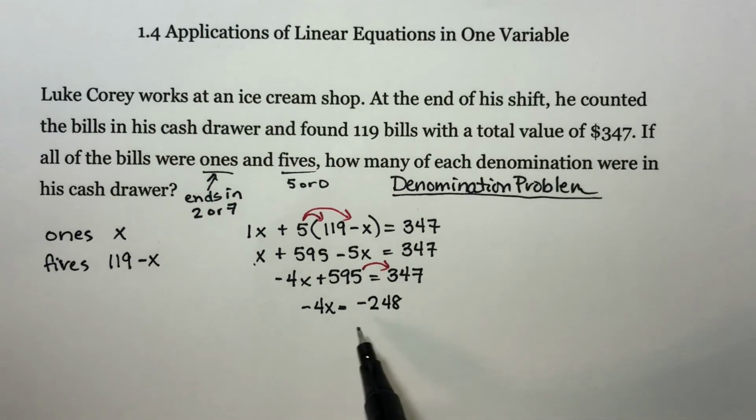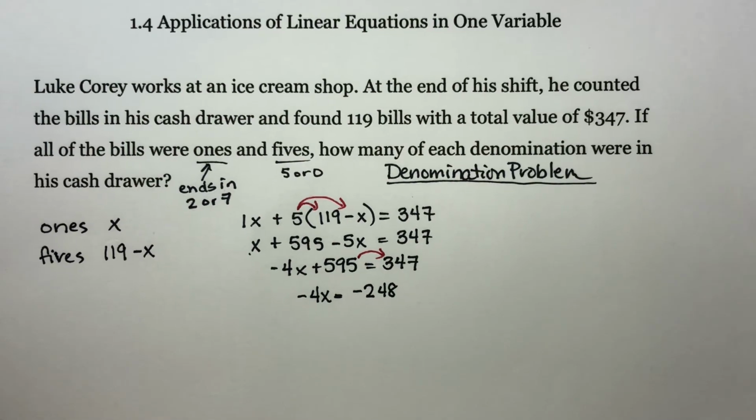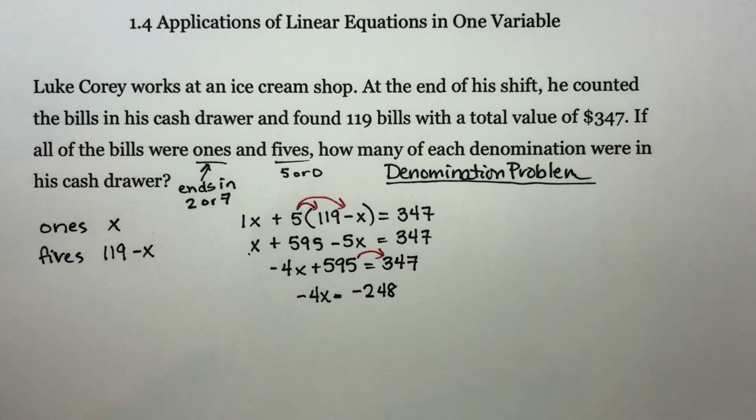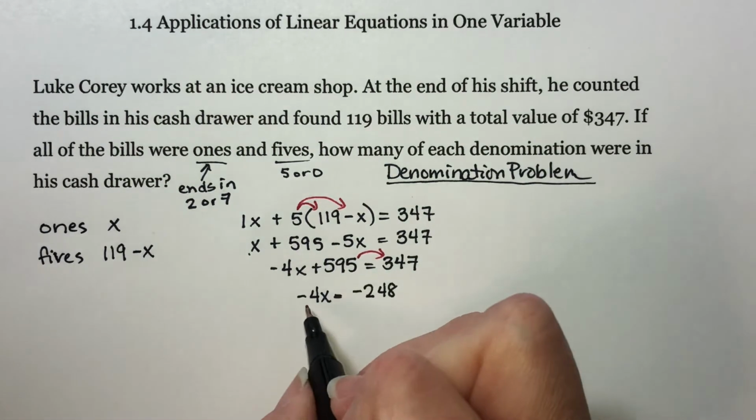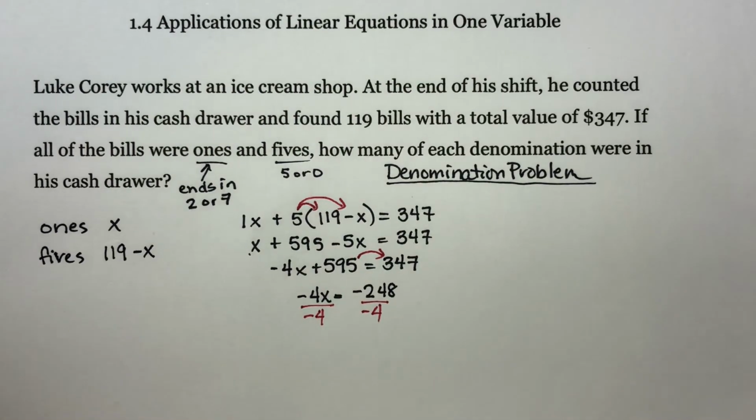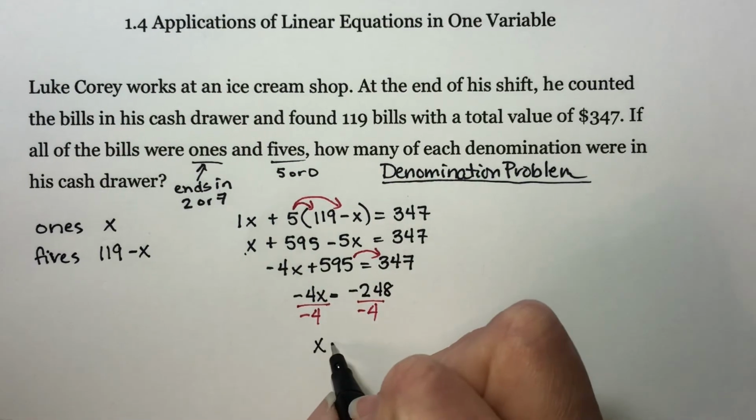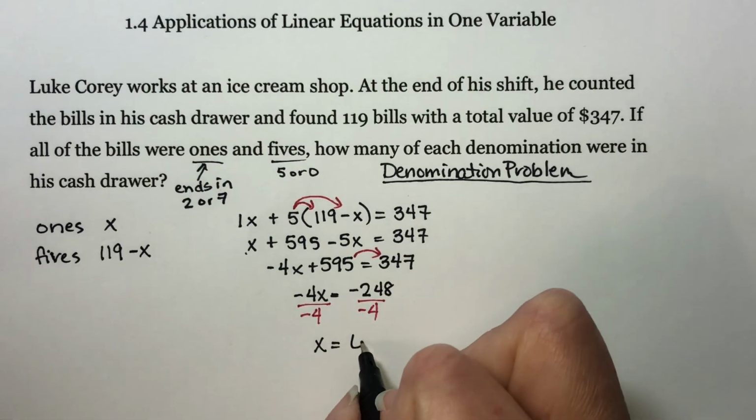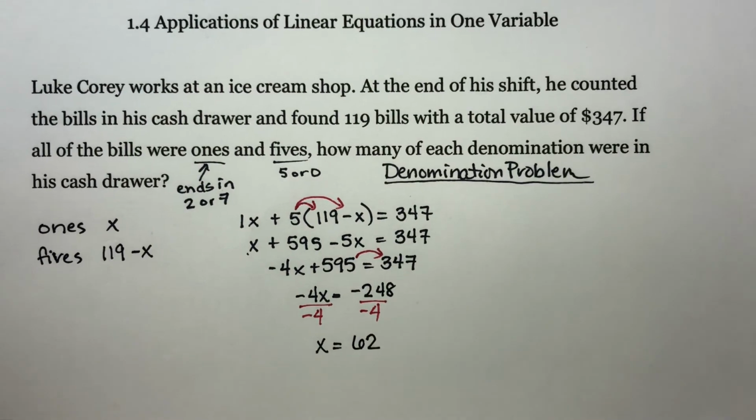I start to see negatives here and I start to get really concerned. Not worried, but just making sure that I really pay attention, because I know a negative number won't make sense here. I can't have a negative number of $5 bills. But we're going to be okay here, because when we divide by negative 4, our negative goes away and we end up with x is equal to 62.